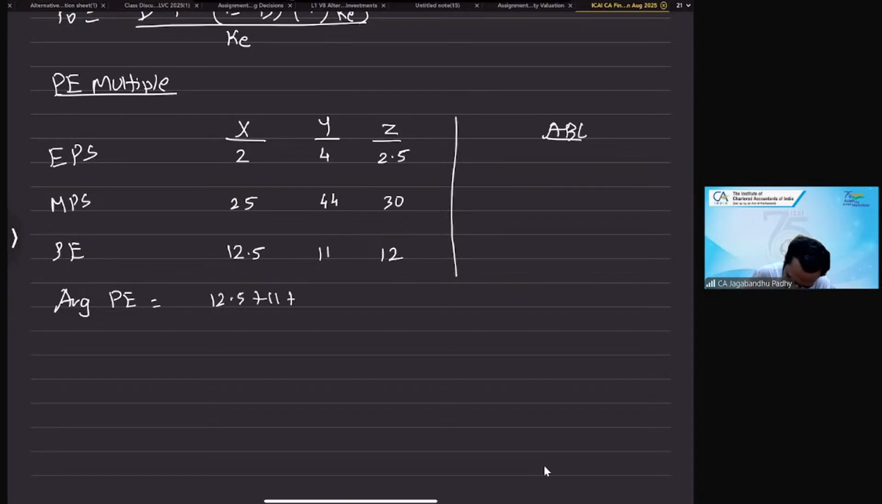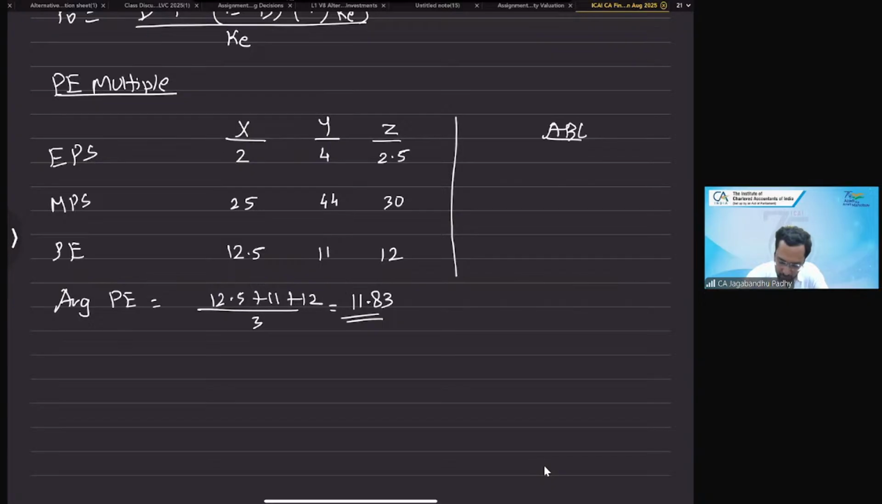12.5 plus 11 plus 12 divided by 3. 11.83. So the average PE is 11.83.